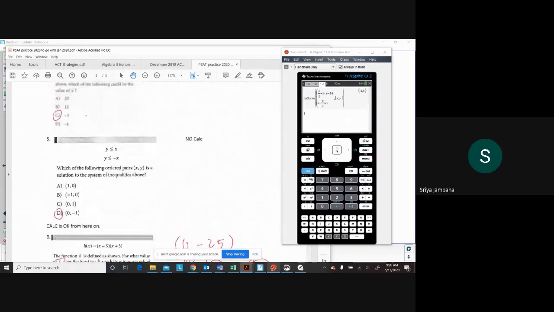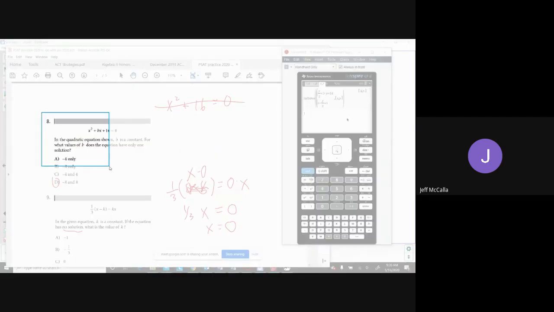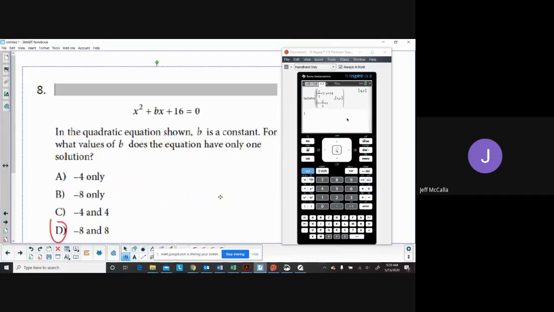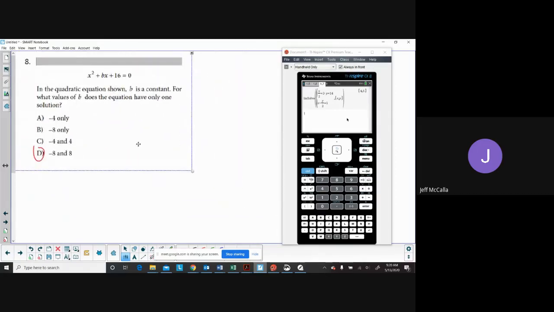Number 8. Sure. Okay, so this one. There are a lot of different ways of doing this. Let me talk about a couple of them. One way is just the work backwards strategy I talked about in the ACT or SAT strategies. It would be just plugging in the answers and seeing if they work.